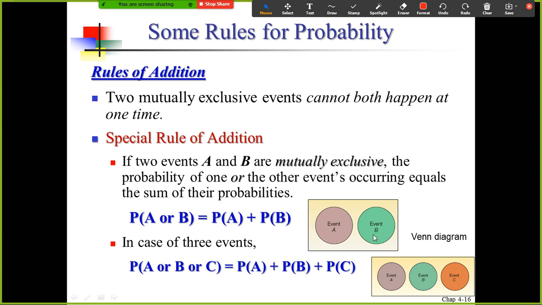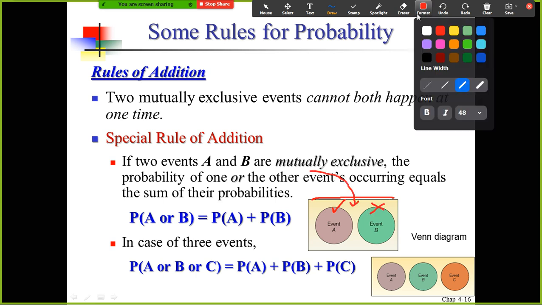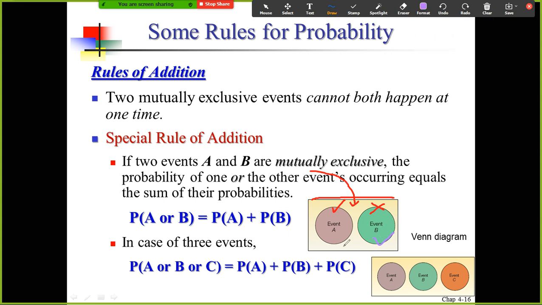So see this picture, we call it a Venn diagram. The Venn diagram is the picture that shows you the probabilities of two events. In this case, we have two events, event A and B separately. If A comes, B cannot come. That's why A and B are mutually exclusive. Or if B comes, A cannot come. That's why A and B are mutually exclusive events.